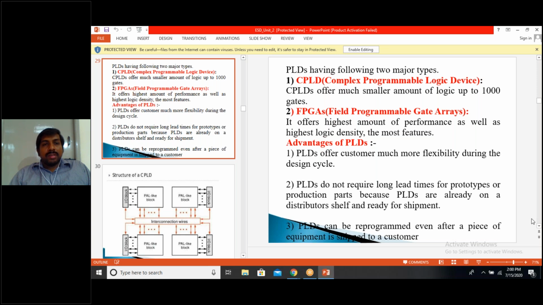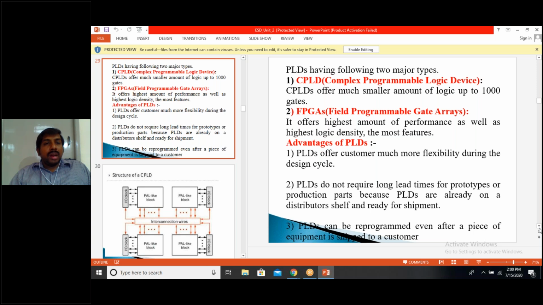This CPLD has logic up to 1000 gates, whereas FPGA is a field programmable gate array where performance and high density logic is used, and it is programmed wherever required. It is kept in a socket, and the user can directly program this FPGA.